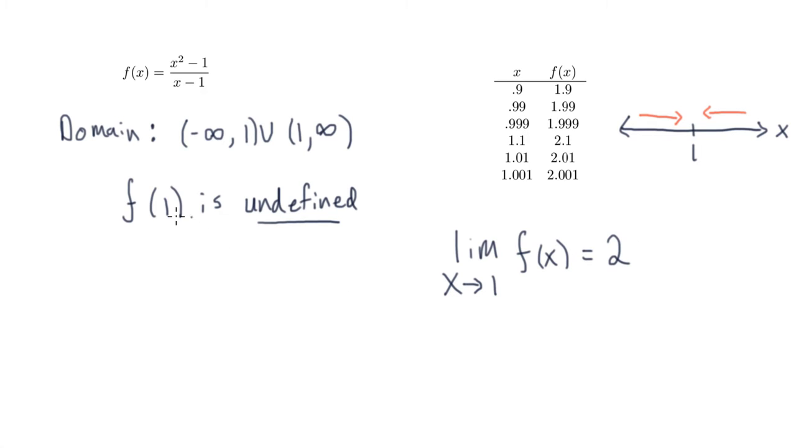So now I'm not saying that f of 1 is equal to 2. I'm saying that the limit as x approaches 1 of f of x is equal to 2. So in other words, if x is really, really close to 1, f of x is going to be really, really close to 2.